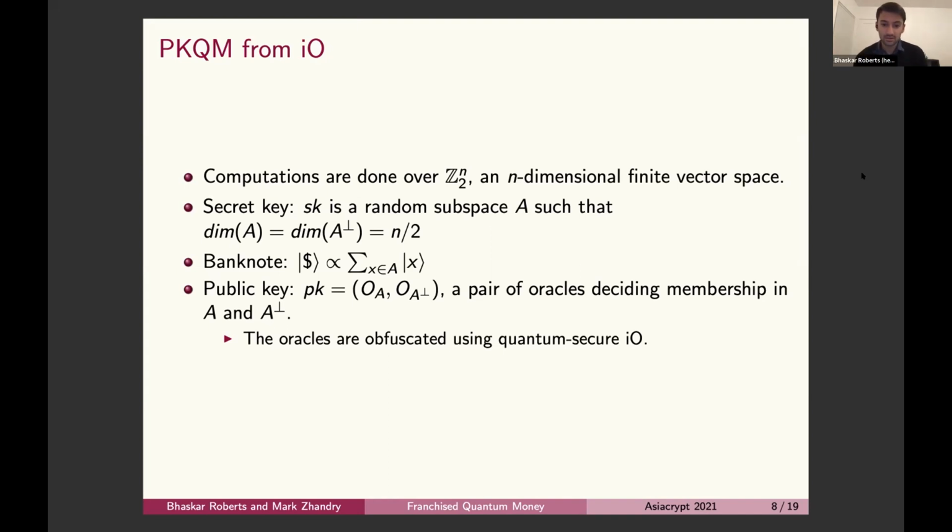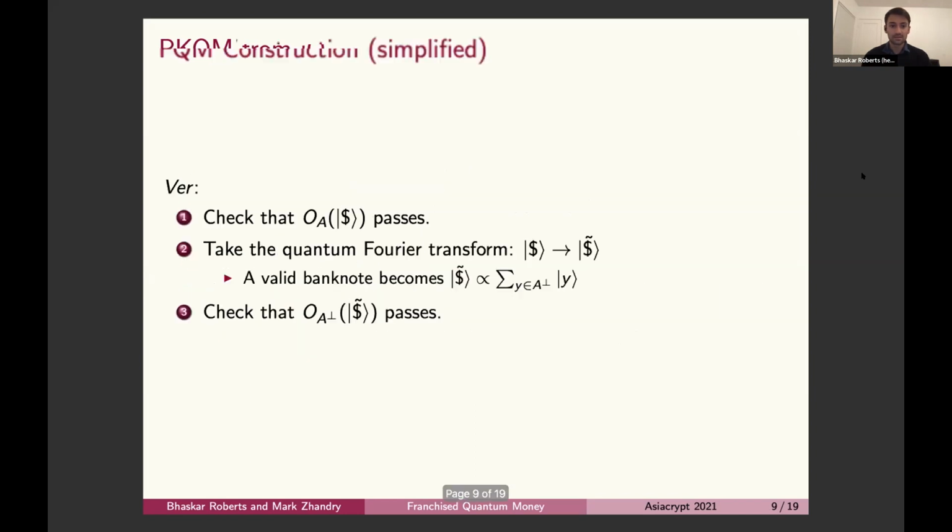In a little bit more detail, our construction is based on the proposal for quantum money from hidden subspaces. So the master key would be a description of this subspace, which has n/2 dimensions. And in our construction, each franchised verification key is a small number of dimensions from that subspace. And so each verifier just gets a small random subspace from the hidden subspace.